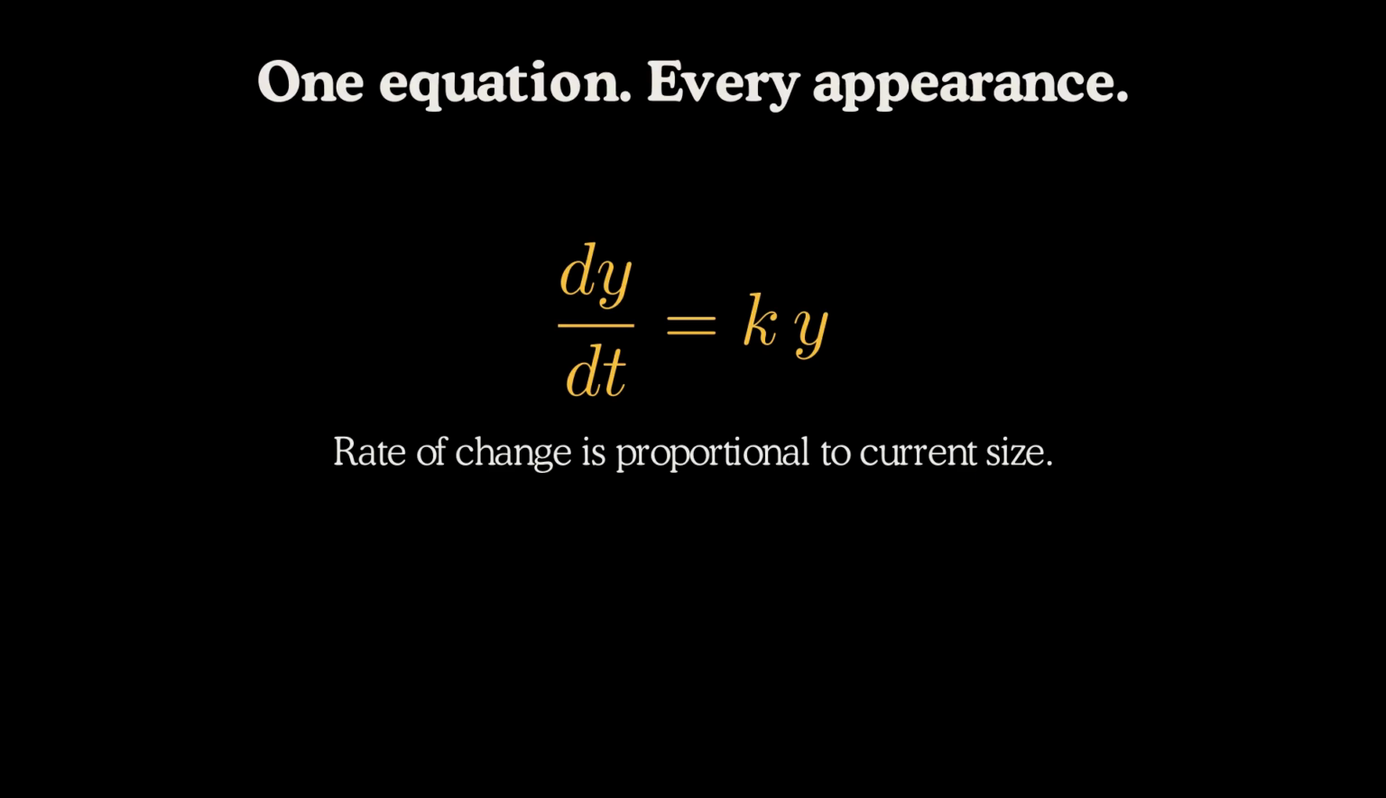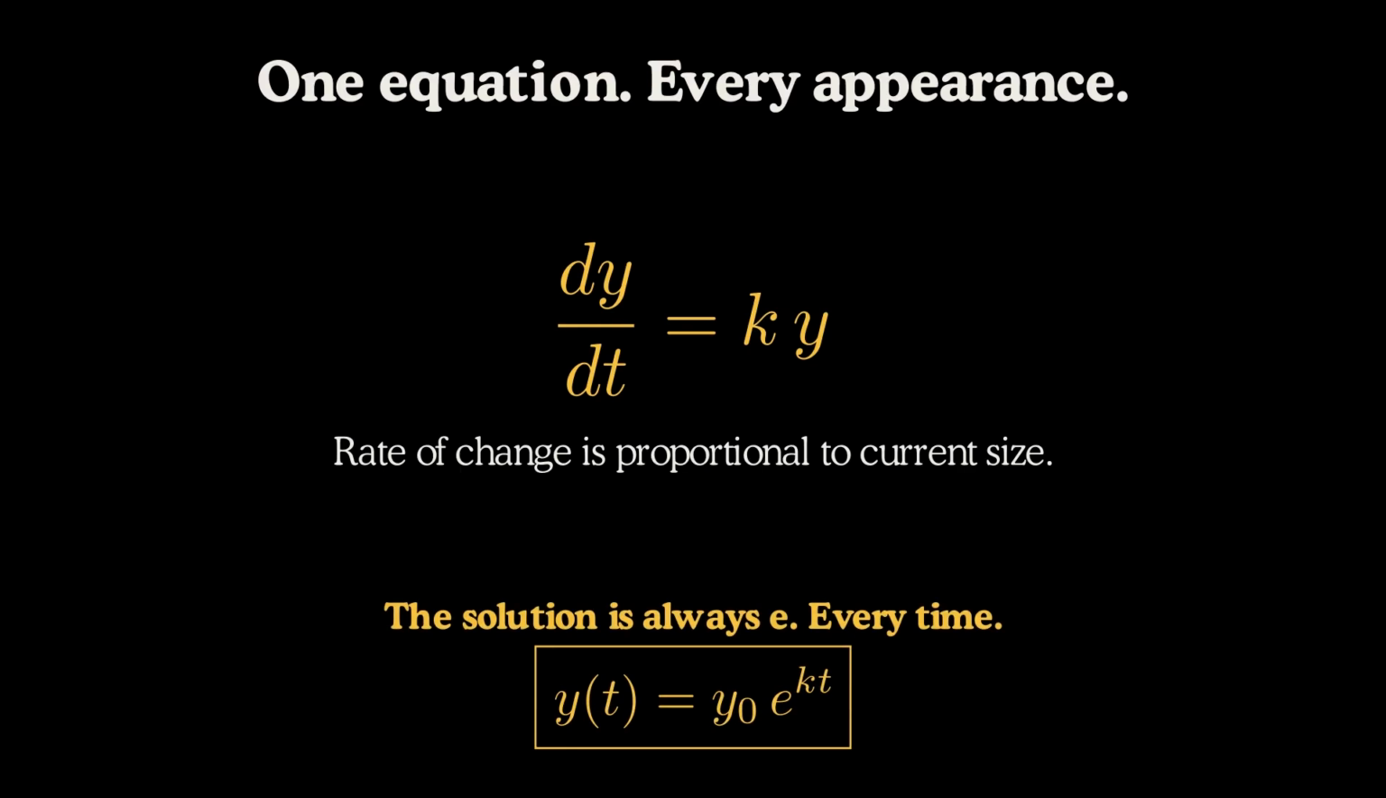The mathematical statement of that is simple. The rate of change of y equals some constant k times y itself. And when you solve that equation, when you find the function that actually satisfies it, the number always involves Euler's number. Not because anyone designed it that way, but because that's the shape of the solution. The universe keeps setting up problems of this form, and e keeps being the answer.